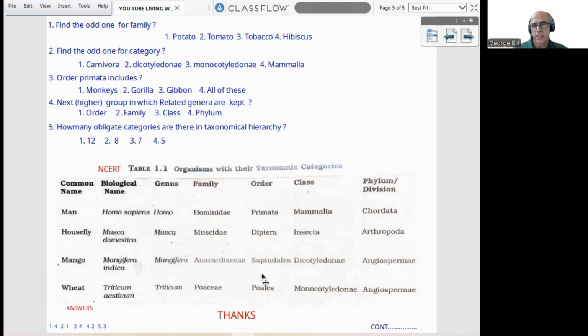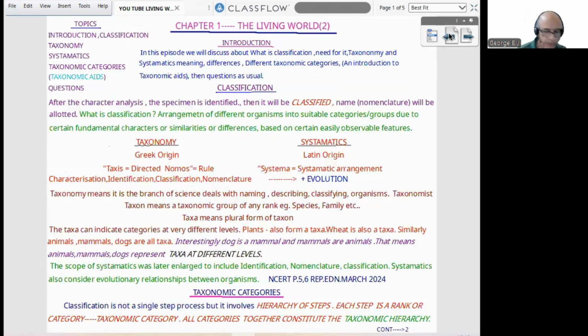And with this episode, this chapter is getting over. It is a completely easy chapter, only two episodes needed. If the tools are needed, I'll put them in another episode later. So what all things did we learn in this episode? We can just proceed. NCERT-wise, it is chapter number 1, The Living World.